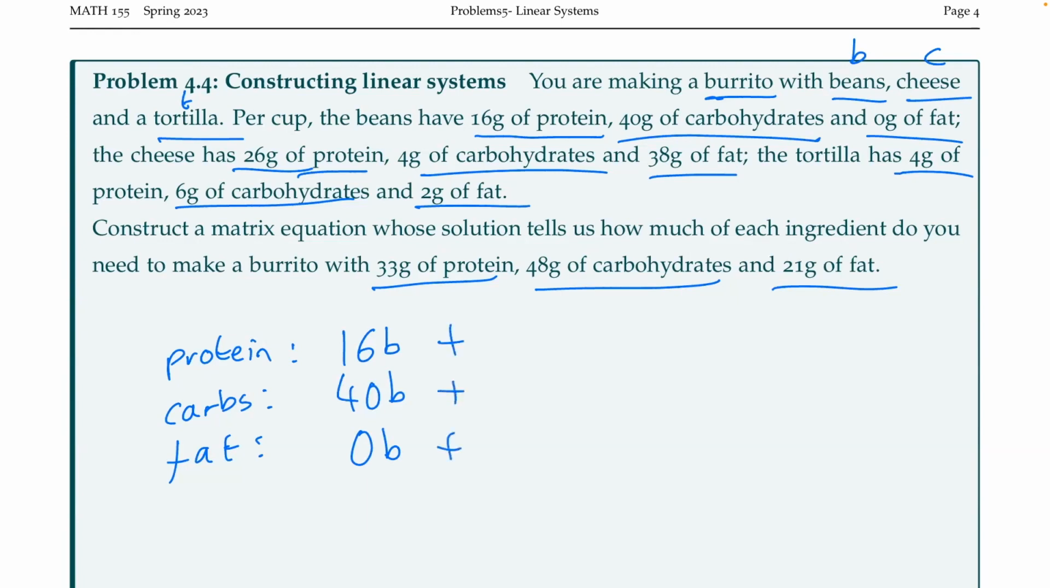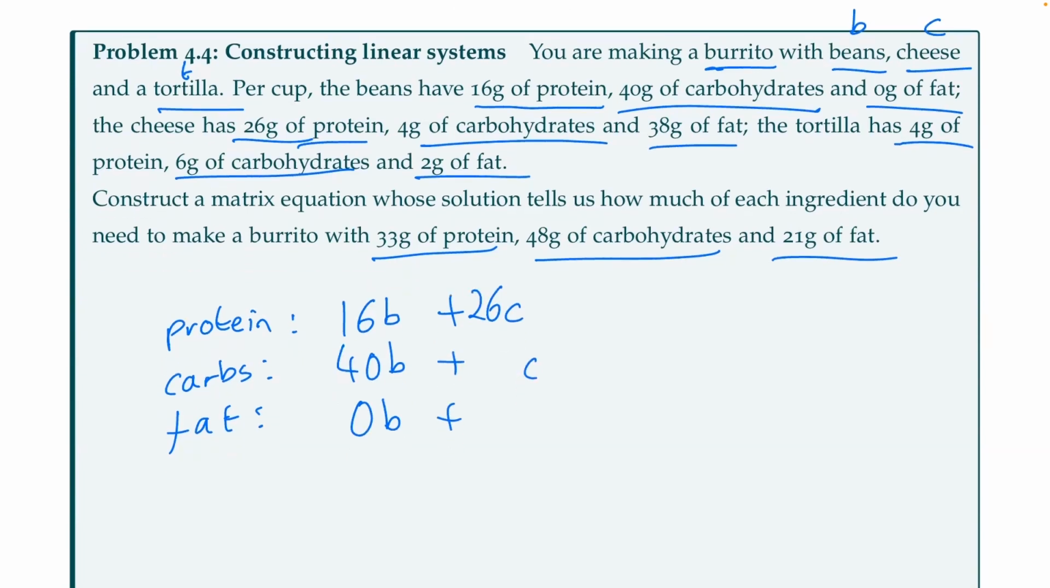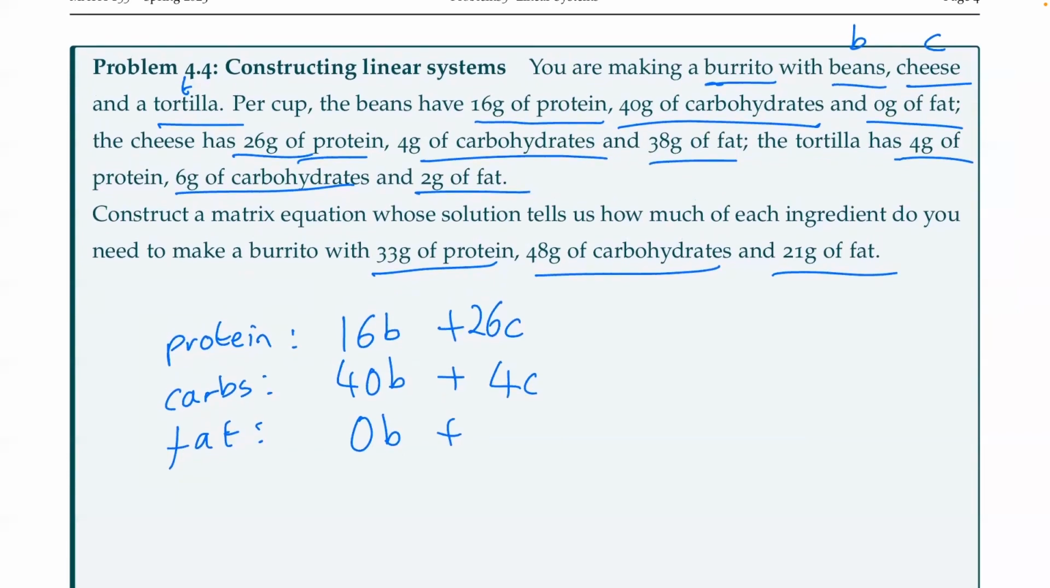How about for cheese? Well, cheese, we are told we have 26 grams of protein. So we have 26C in our first equation. 48 grams of carbs, so 48C in my second equation. Is that 4? That's 4, not 48, sorry. 4 grams of carbs. And 38 grams of fat. So we have 4C in the second equation for carbs and 38C in the third equation for fat.